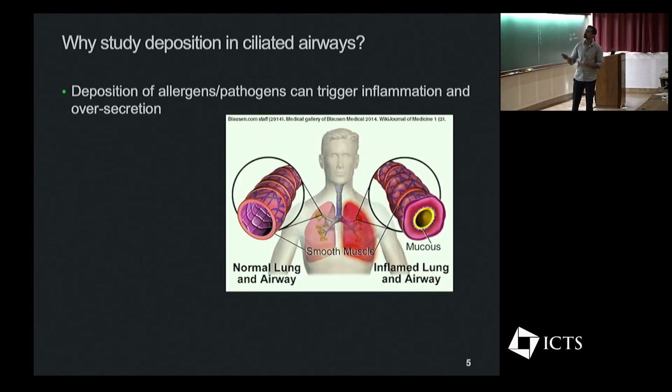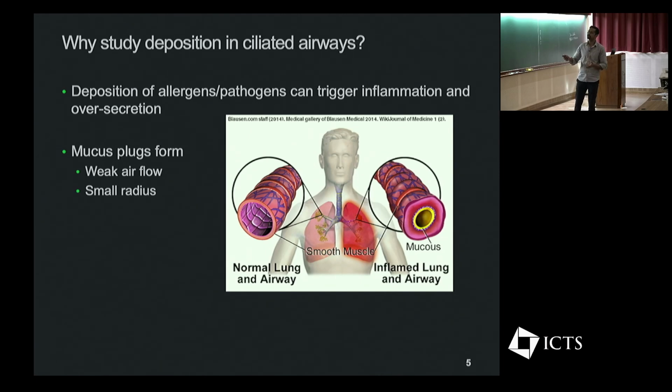As I had mentioned, the reason we're interested in this is because when you inhale these pathogens, or even allergens, if they reach the wall, they can trigger inflammations of various kinds, which can constrict the airway. They can also cause oversecretion of mucus, which means the mucus will accumulate and form plugs that cause respiratory problems. Of course, the lungs are very complicated. You have the nasal cavity, you have the terminal alveoli where the gas exchange happens with the blood.